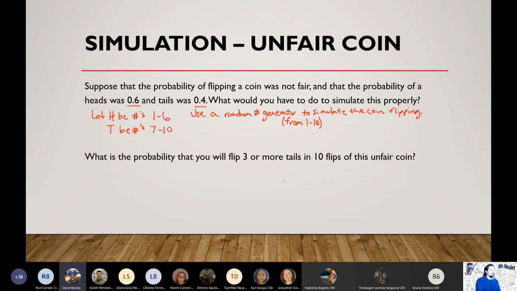So first, I'm going to say we want 3 or more. So that would be 3, 4, 5, 6, 7, 8, or even 9 or 10 tails in 10 flips of our unfair coin, and we want the probability. So what are the chances? What's the percentage of 3 or more tails in 10 flips of a coin?